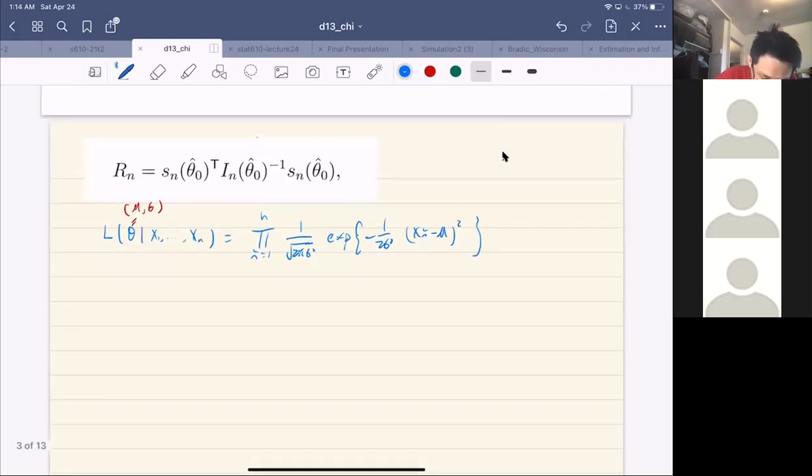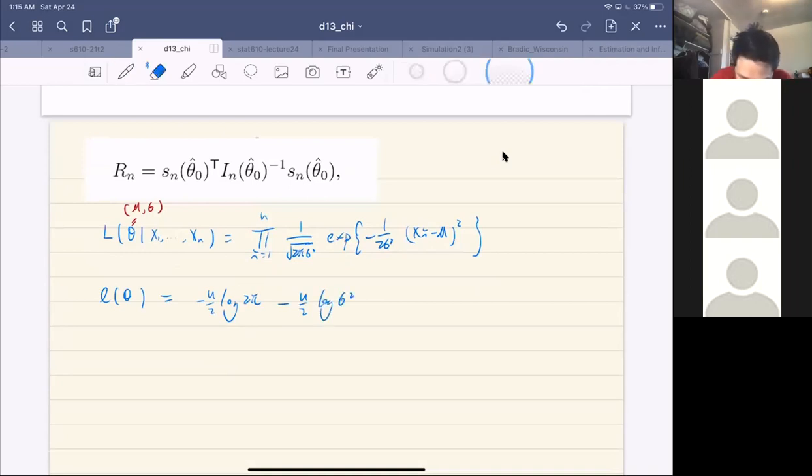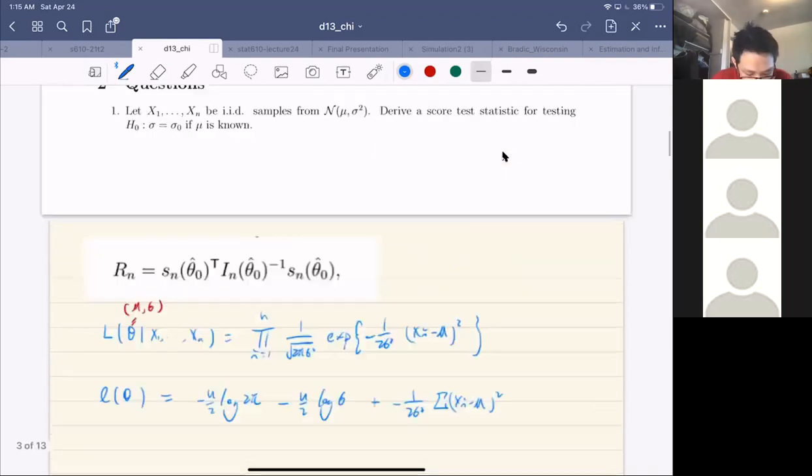And then we find the log likelihood, which is the log of this, negative like this, and this is the same. And also we can have the plus negative 1 over 2 sigma squared summation of x_i minus mu squared. Okay, this all looks good.